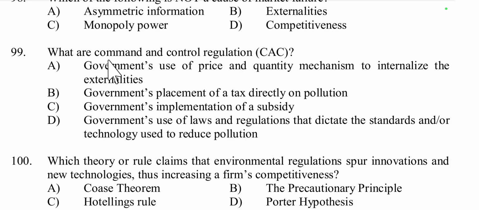Then question number 99, what are command and control regulations? CAC. Government's use of price and quantity mechanism to internalize the externality? No. Government placement of a tax directly on pollution? No. Government implementation of a subsidy? No. CAC means government's use of law and regulation that dictate the standards and or technology used to reduce pollution. Yes, option D is the right answer, because CAC regulation involves setting specific limits or mandating technologies for pollution control, such as emission standards. So option D is the right answer.